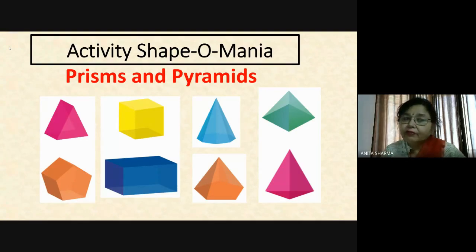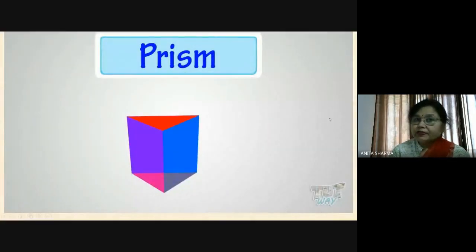So now the name of the activity is Shapomania, which is based on prisms and pyramids. The shapes which I'm going to explain to you, prisms and pyramids, you can see here on the screen, there are many shapes. When you finish studying today's activity, you will be able to recognize which are prisms and which are pyramids. Okay. So now, what are prisms?